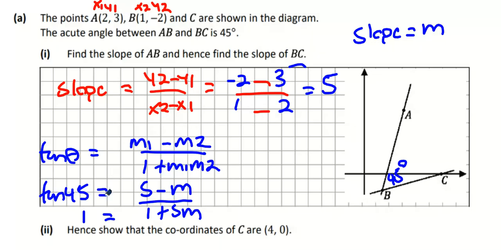Now, we know that all of this equals 1, because tan 45 is in fact 1. So just cross multiply. 1 plus 5M is division on the right, makes a multiplication on the left. So 1 plus 5M equals 5 minus M.